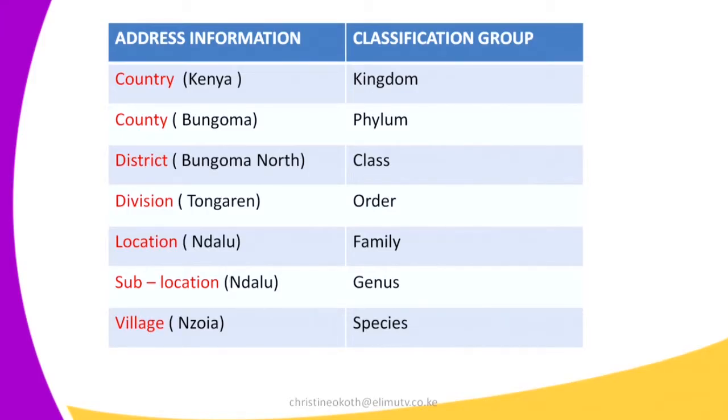So you can just compare. A country is like the kingdom, the biggest. The county is like the phylum, following the order. The district is like the class. The division is like the order. The location is like the family, the sublocation like the genus, and finally, the village, the specific place, is like the species, which is the specific organism.